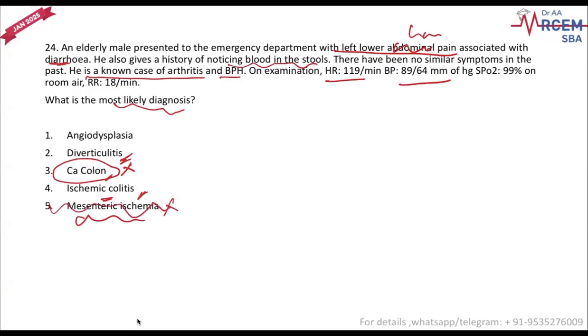But diverticulitis is much more common than ischemic colitis. Diverticulitis, you need to pick it up in these scenarios. I recommend you pick up diverticulitis in these scenarios. CA colon doesn't present with diarrhea.